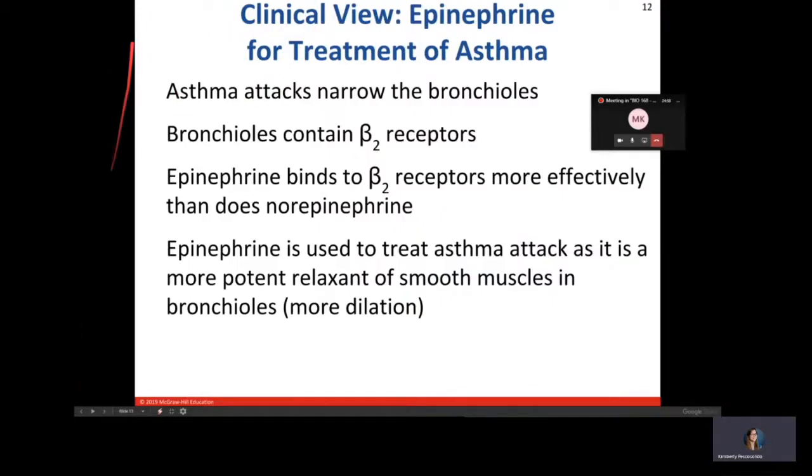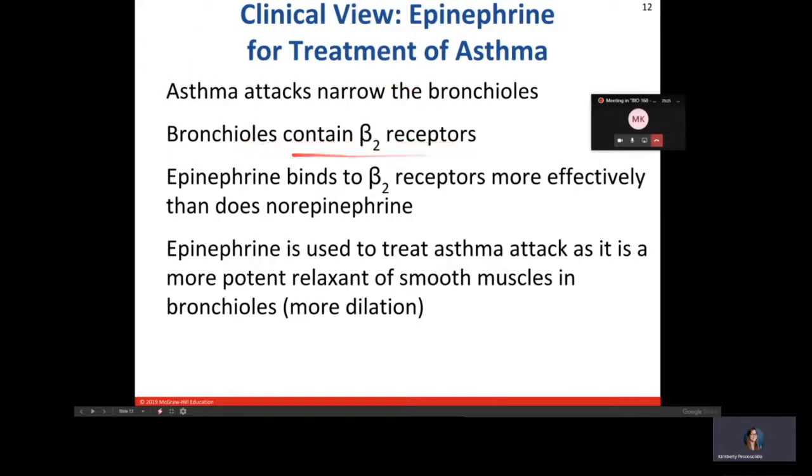So as we said, I was going to talk about some beta 2 receptors for our clinical view. And so this is epinephrine as treatment for asthma. And remember, the other name for epinephrine is adrenaline. And so asthma attacks narrow the bronchioles. And the bronchioles are these little openings, these tubes inside the lungs. So when they narrow, they constrict. It's really hard for people who have asthma to breathe out, to exhale.